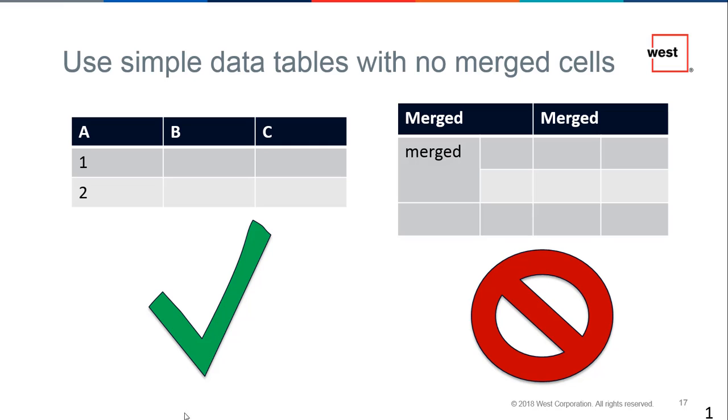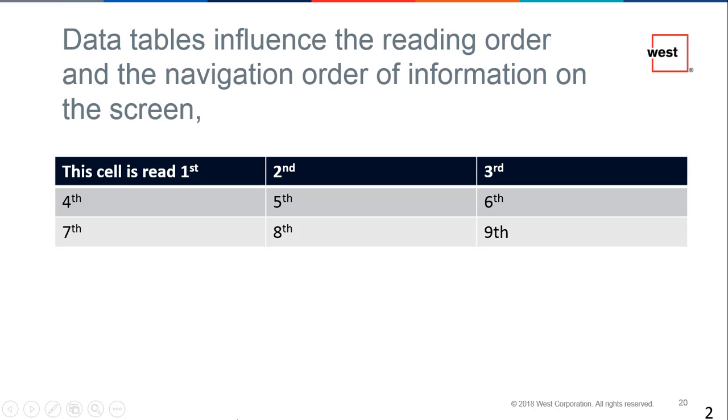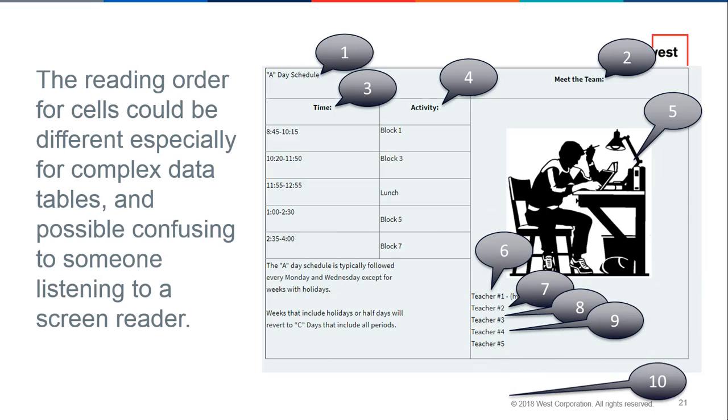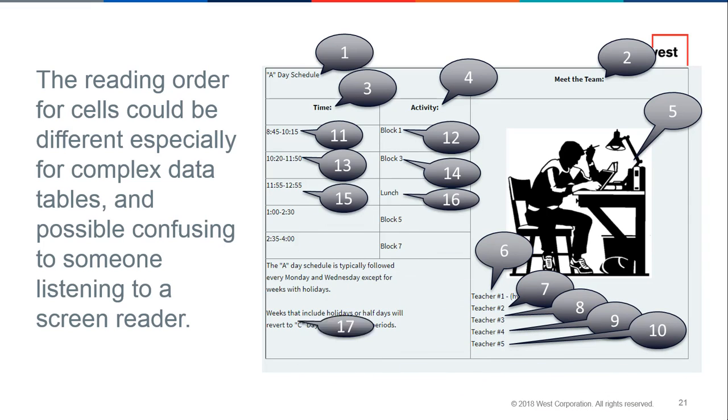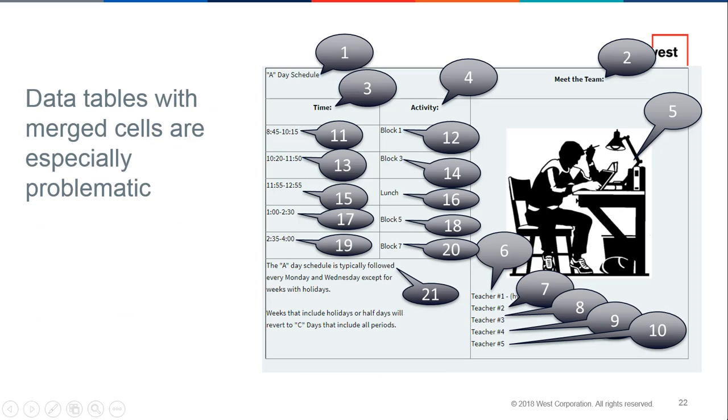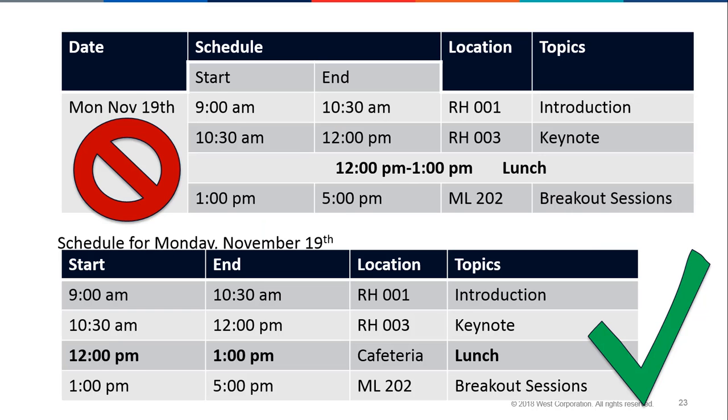It is important to note that data tables influence the reading order and navigation order of information on the screen. Therefore, data tables should not be used for layout. The reading order for cells could be different, especially for complex data tables, and possibly confusing to someone listening to a screen reader. Data tables with merged cells are especially damaging to the logical reading order of a page, and therefore, complex data tables should be split into different simple data tables, or should be written out in a list fashion in order to be understood by a screen reader user.